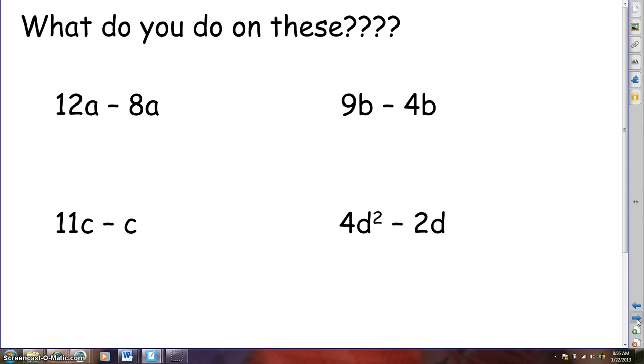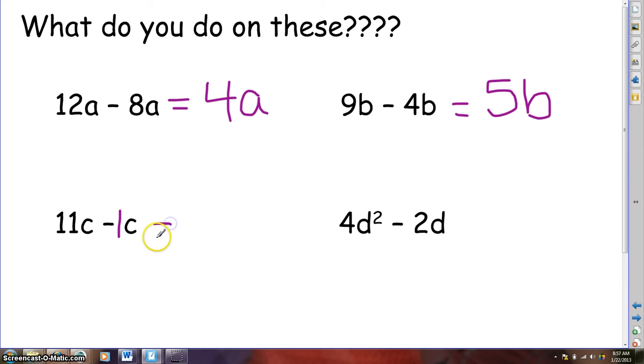On these next ones, the only difference is, instead of adding my coefficients, I'm going to subtract them. So I have 12a minus 8a. I subtract my coefficients, so that would leave me 4a. 9b minus 4b, 9 bananas minus 4 bananas, leaves me 5 bananas, or 5b. I have 11c minus c. So again, we have to think, okay, I have 1, so 11 minus 1 makes 10c.